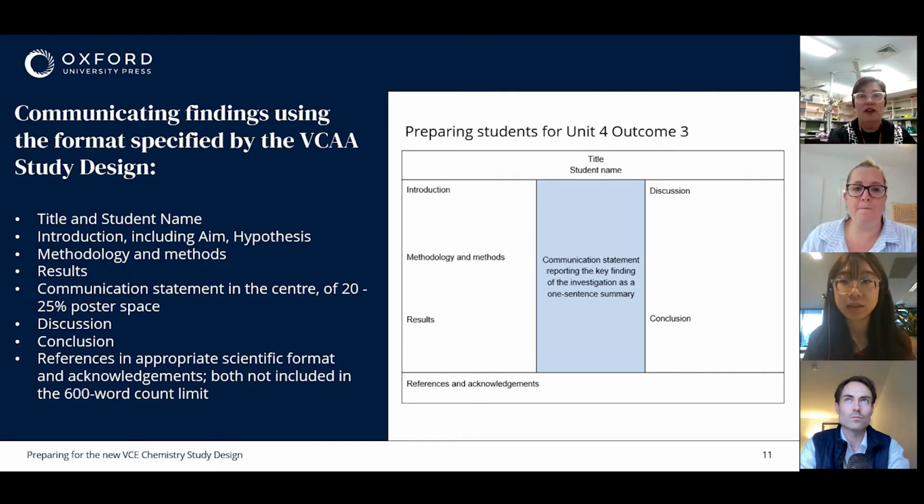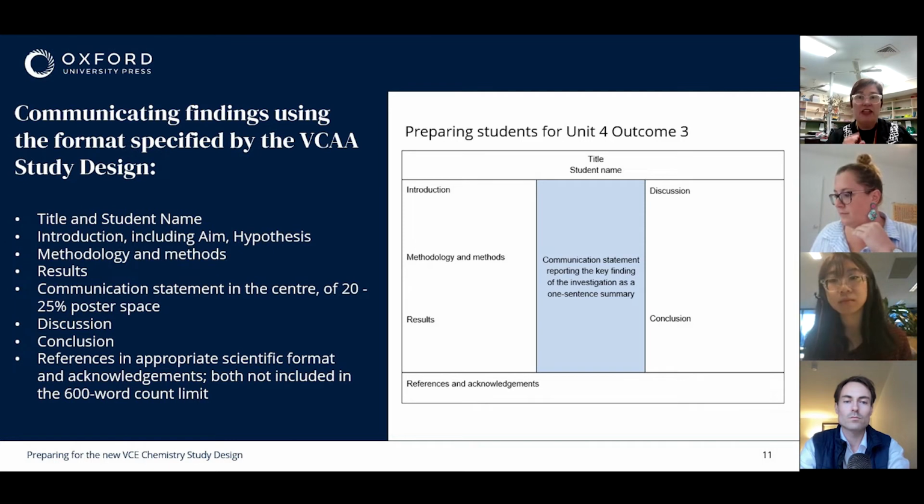Okay. So speaking of the poster, this is what it looks like for Unit 4, Outcome 3. But if you're like Kate and myself, we tend to try and challenge the students to do this at year 11, and in some cases, for some schools, they like to do it in year 10 as well, just to get them practice to the format. In the book, we actually go through a very detailed explanation of what's involved for each of those section headings in the poster.